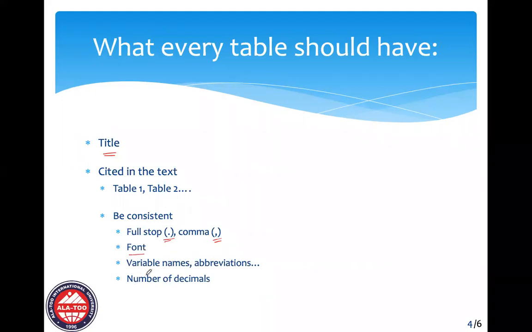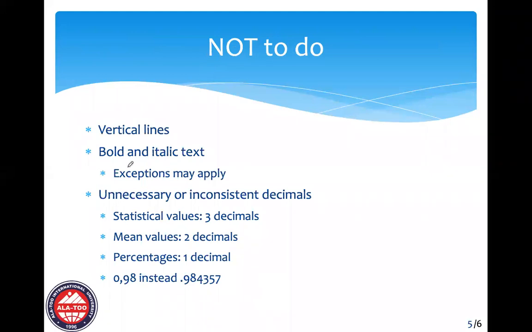Variable names and abbreviations should be explained on the bottom of the table as a legend. And number of decimals, as I said, for percentages, 1 decimal. For means, usually we have 2 decimals. We don't want to have vertical lines, or mismatch of bold and italics. There might be exceptions, but usually. And unnecessary or inconsistent decimals we should not have.